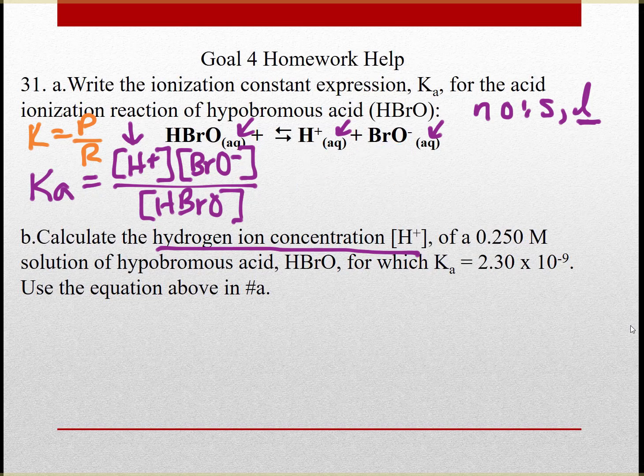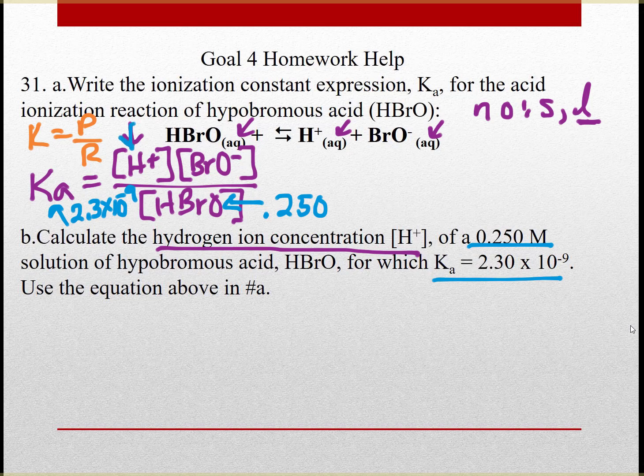This does give us some numbers here. I have a 0.25 molar solution. So that's this one. 0.25 is what I'm going to put in right there. And then it says my Ka is right there, 2.3 times 10 to the minus 9. So I'm just going to enter it into my formula.